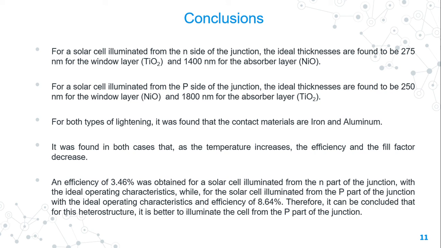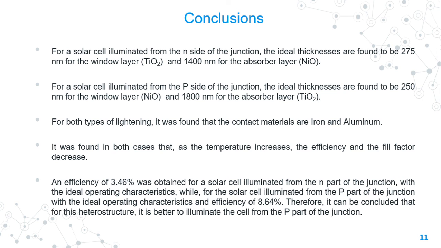Something important found in this simulation is that in both cases, as the temperature increases, the efficiency and the fill factor decrease. This is normal behavior of a solar cell. So it indicates that in both cases the solar cell is working well. So we have a very viable solar cell that is illuminated from the P side.